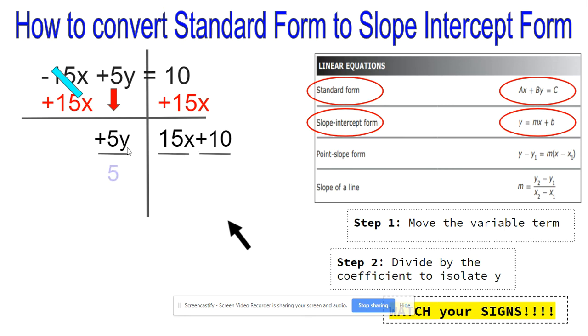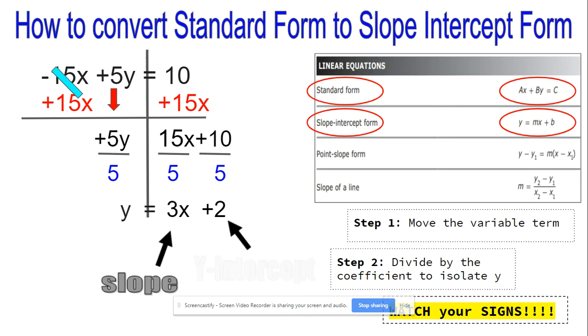But what you do to one side, you have to do to the other. And remember, we're going to end up doing this to both terms on this side. Okay, so I should get y equals, and then 15 divided by 5 is 3x, and 10 divided by 5 is a positive 2. Well, now that's in slope-intercept form. That's y equals mx plus b. So my slope is my coefficient of my x term, so my 3. So wherever my x is, my 3 is next to it. Okay, in this form, my slope is 3. It has to be converted first. And then my y-intercept is the positive 2.